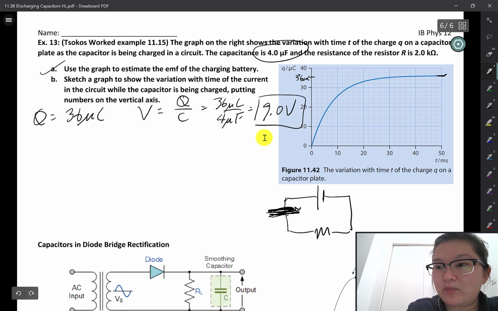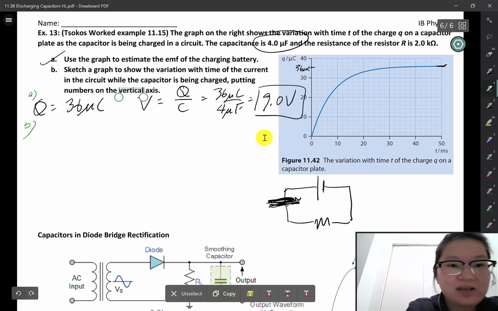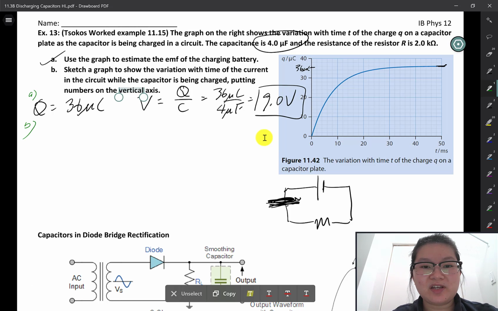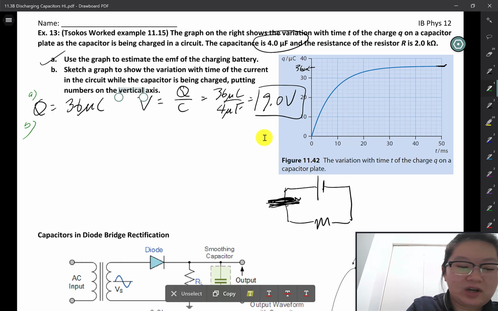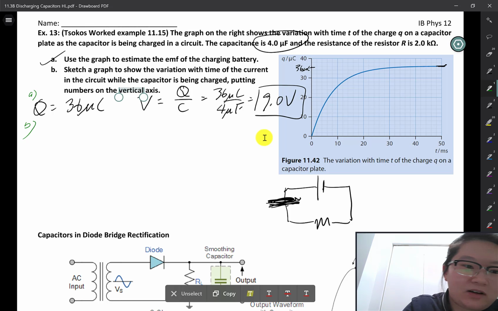Okay, time to try out B. Sketch a graph to show the variation with time of the current in the circuit while the capacitor is being charged, putting numbers on the vertical axis. This is suggesting that we want to be specific in our values. There are a couple of points that are interesting. So what if we just did this?